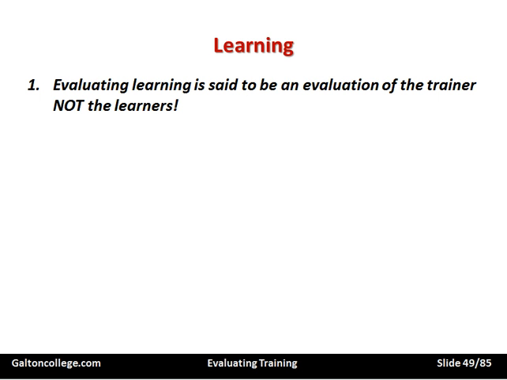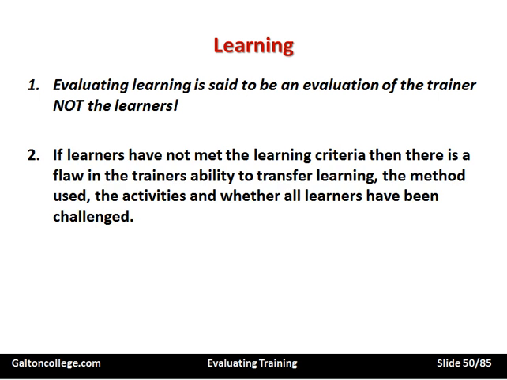So saying that the assessment is an evaluation of the trainer rather than the learners is dangerous, because the trainers may influence the outcome of the assessments. If learners have not met the learning criteria, then there is a flaw in the trainer's ability to transfer learning. This is the contention. The methods used may be seen as bad, the activities, and whether all learners have been challenged. So it's blaming the trainer if the learning objectives have not been met. Now that may be true. It may be that the trainer has been bad and not focused sufficiently on the learning outcomes or taught to the syllabus that was set out. Certainly it could be true.